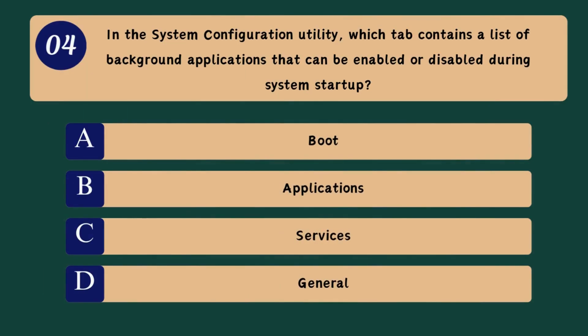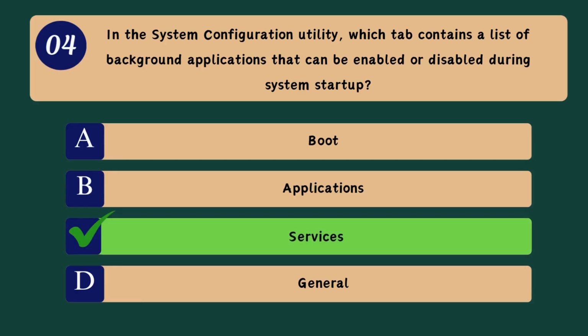Question 4. In the System Configuration utility, which tab contains a list of background applications that can be enabled or disabled during system startup? A. Boot. B. Applications. C. Services. D. General.